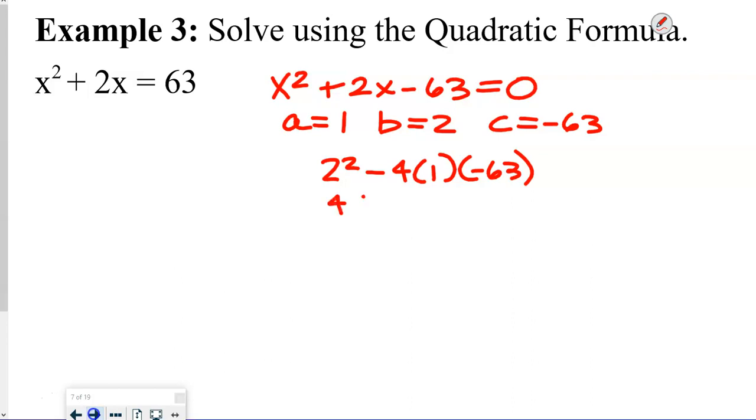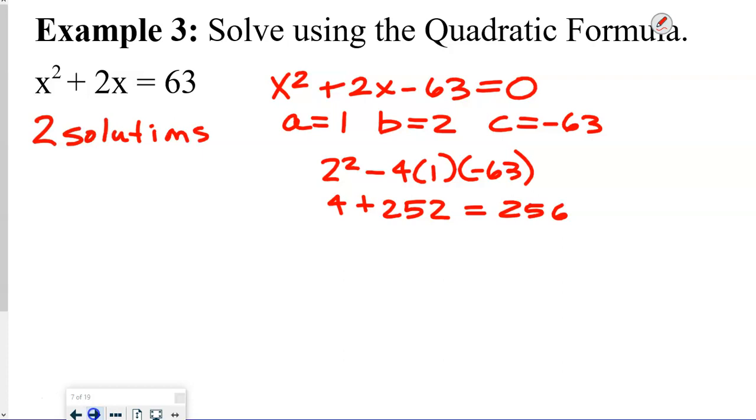And I can already tell that a negative times a negative is a positive, so this is going to end up giving me a positive number underneath the radical. So this is going to be 4 plus 252, which is equal to 256. So we can already say we're going to get 2 solutions, right? And they're going to be real solutions. Now let's see if they're going to be rational or irrational. So if we take the square root of this, then that gives us 16. So these are actually going to be rational solutions, which means it's a whole number, not something underneath the radical.